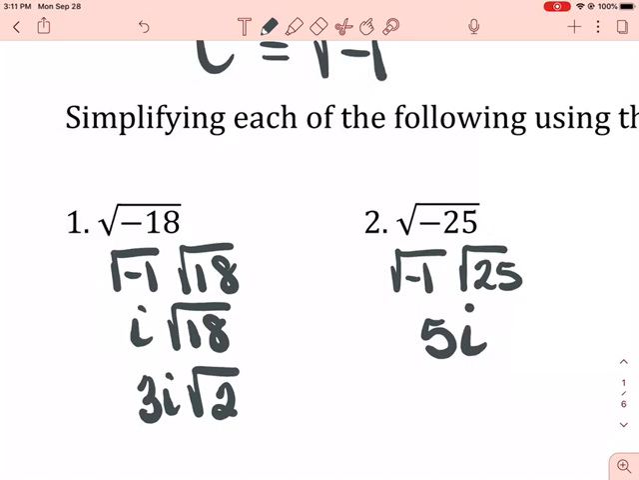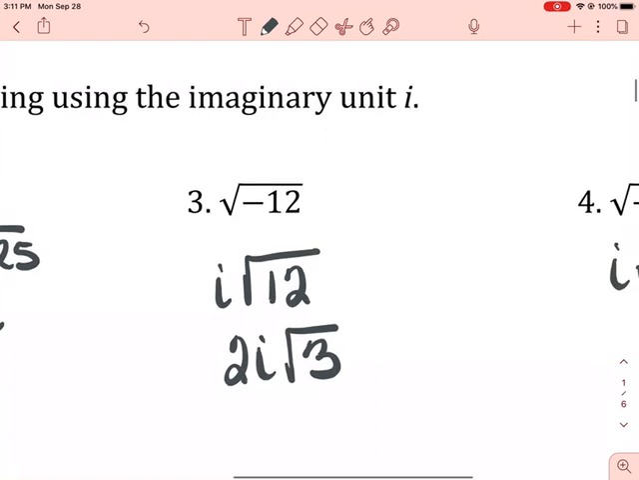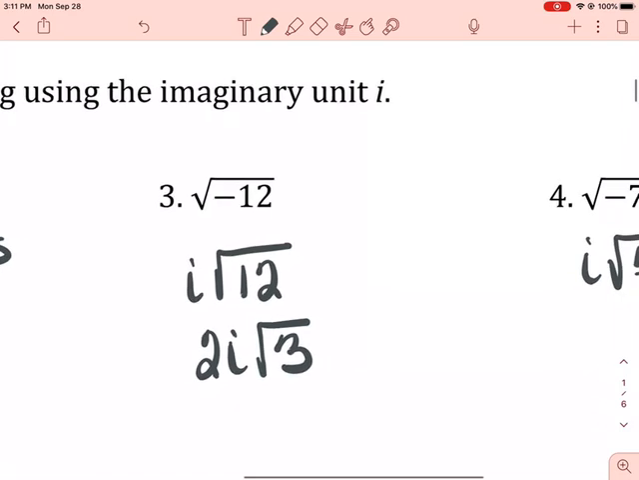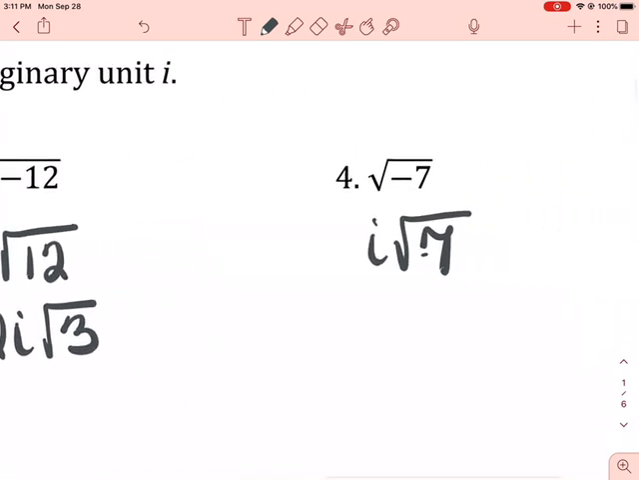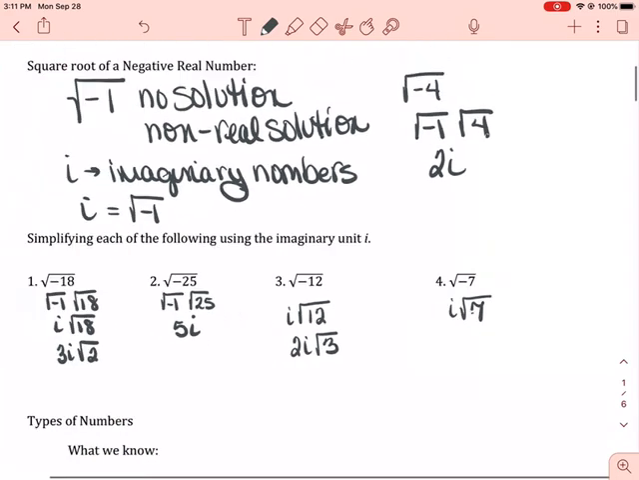All right, take a minute, pause the video, try problems 3 and 4. All right, let's see how you did. If you got i square root of 12, great. If you remember how to simplify the square root of 12, it would be 2i square root of 3. And then I got i square root of 7. There's nothing much you can do with the square root of 7.